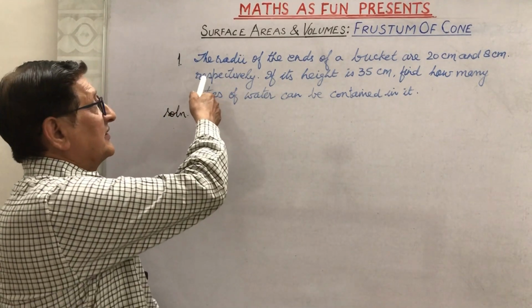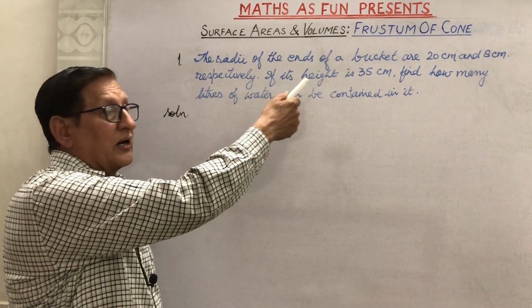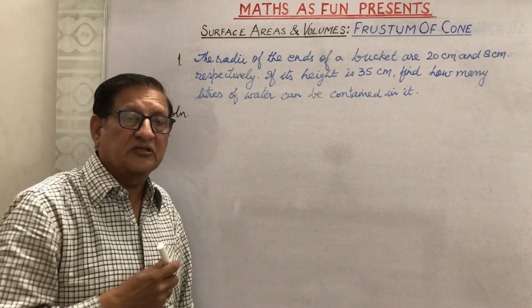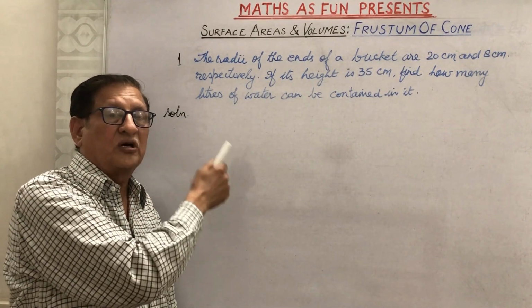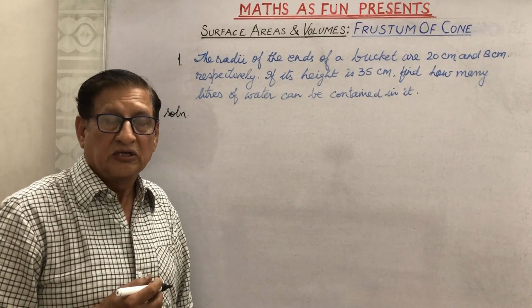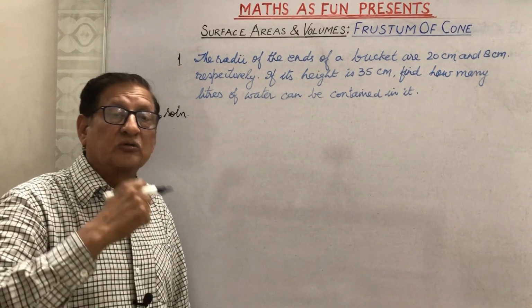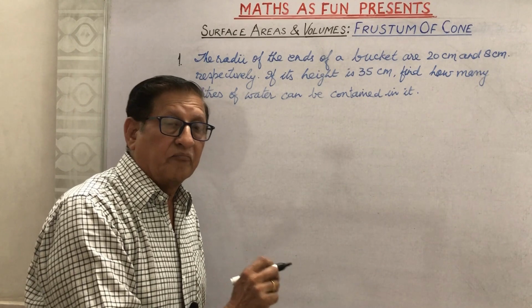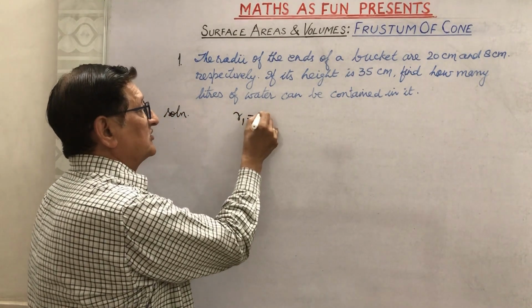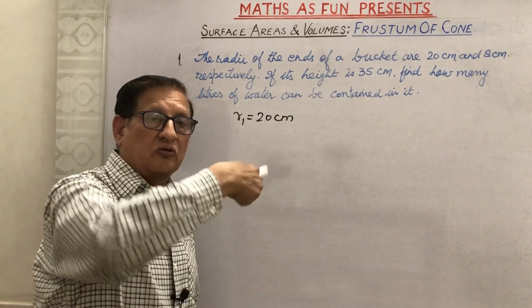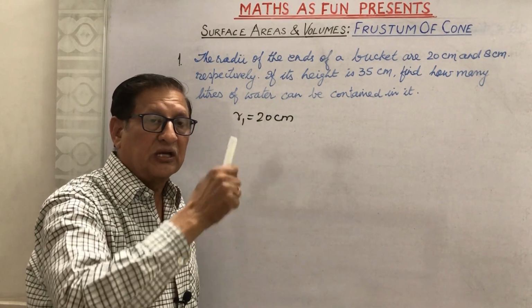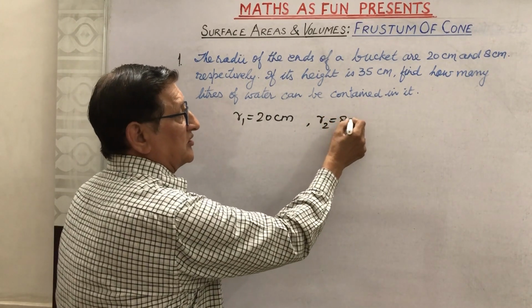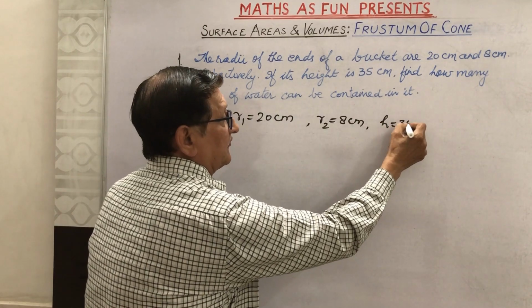See here, the first example is: the radii of the ends of a bucket are 20 centimeters and 8 centimeters respectively. If its height is 35 centimeters, find how many liters of water can be contained in it. Water contained means we have to find the volume of the bucket, which is in the form of a frustum. Here we are given that the radius of the top, R1, is 20 centimeters, because we know the bucket is open from the top and the top is larger in radius. The radius of the base, R2, is 8 centimeters and the height is 35 centimeters.